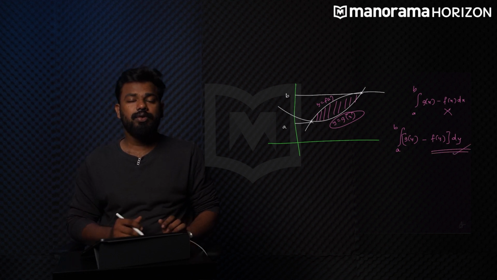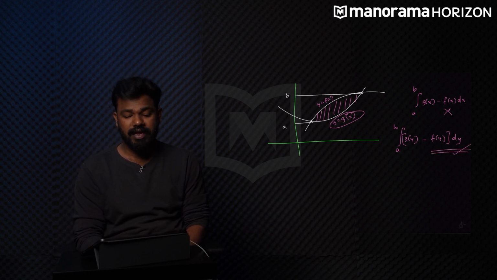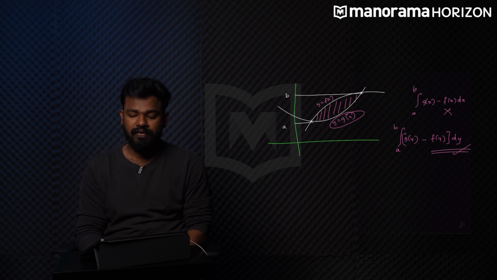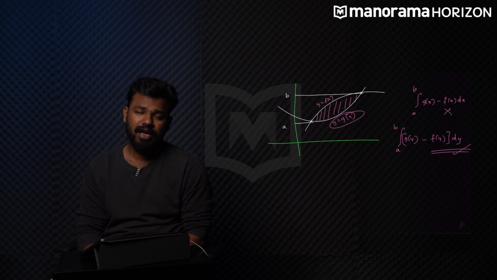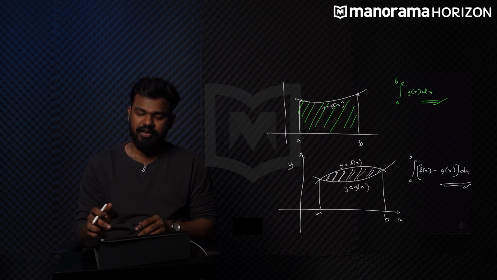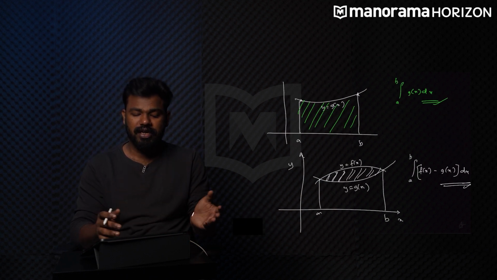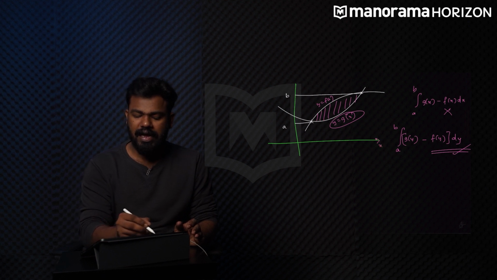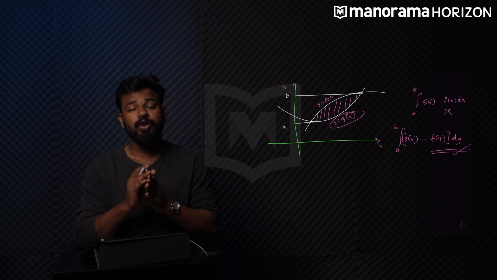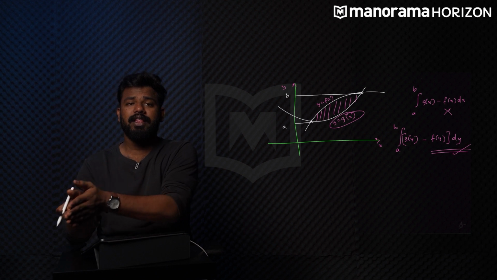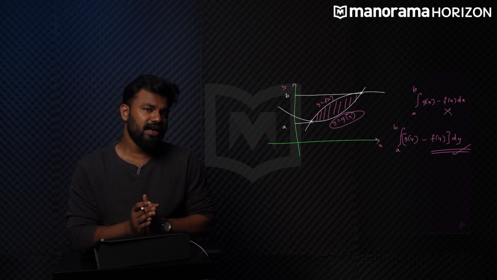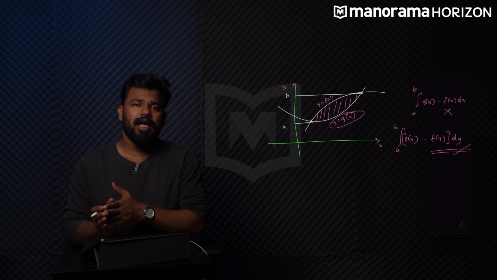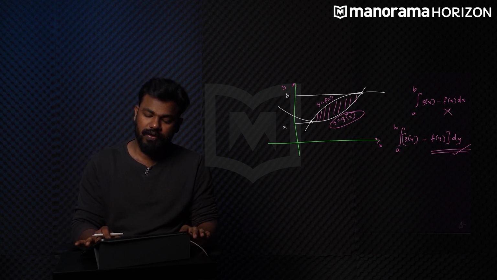So if you do this with respect to y, you will be getting the area which is under the graph y is equal to g of x and y is equal to f of x. Understood? So either you can take with respect to the x-axis as well as you can take with respect to the y-axis also. So always make sure you find out the intersection points, and then using the intersection points, take the integral a to b and then the upper curve minus the lower curve.